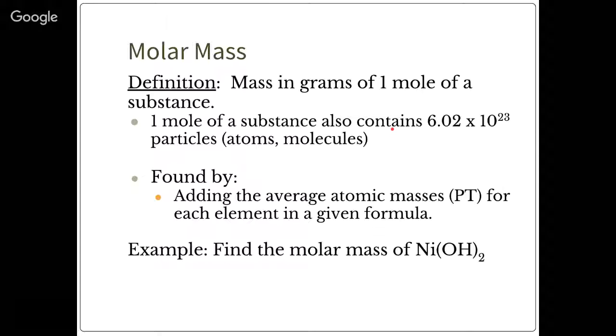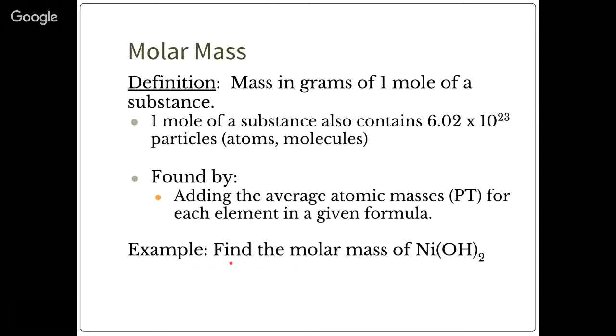And the way that we find molar mass, pretty straightforward. We go to the periodic table, and we're going to add the average atomic masses, which are the value with the decimal places in the bottom of each periodic table element box. So add the atomic mass for each element in a given formula, and that'll get us the molar mass.